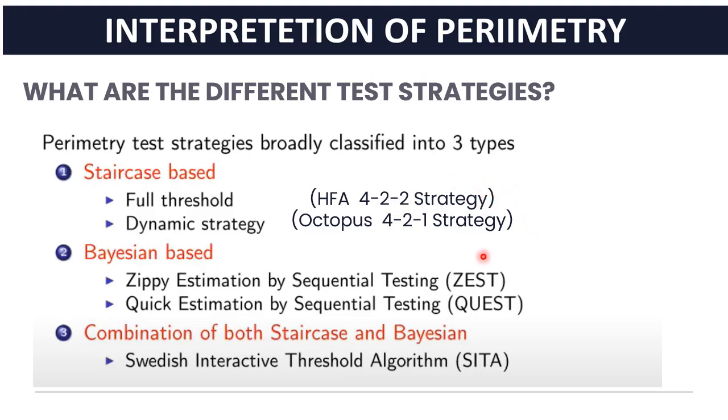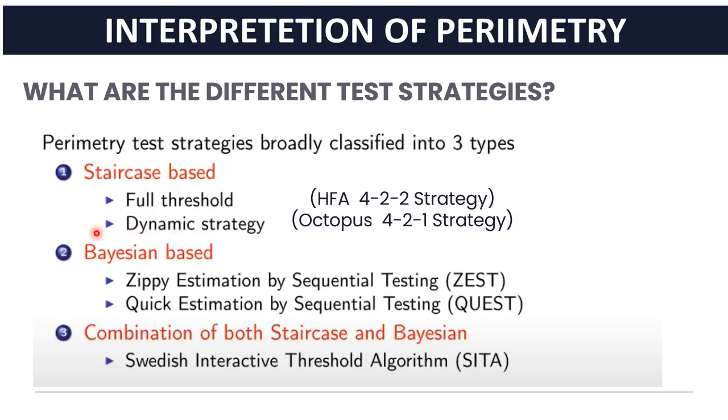In Octopus, it is called the dynamic strategy. It assumes the 4-2-1 strategy. That's after the initial stimulus is seen or not seen, the brightness is increased or decreased by 4 decibels, and according to the response of the patient, increased or decreased by another 2 decibels, then another 1 decibel, so that we nearly find out the threshold point or the retinal sensitivity at that point.